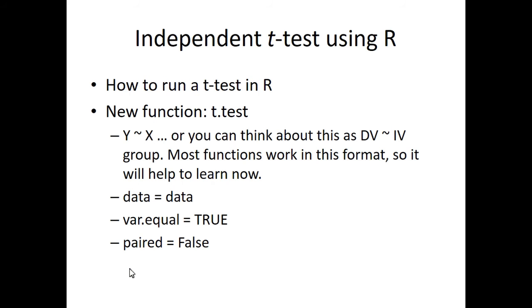var.equal equals true. You can use t or true. So what does that do? That assumes equal variances. We're going to come back to that concept at the very end of the lecture. So for right now, var.equal equals true, so we all get the same answer. And then for independent t, paired equals false.